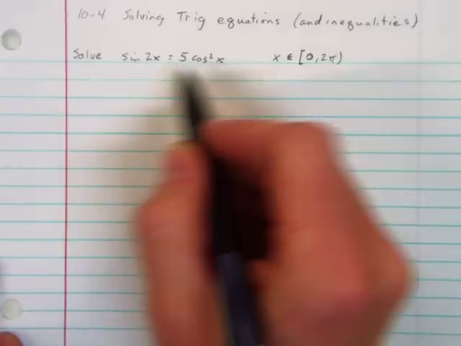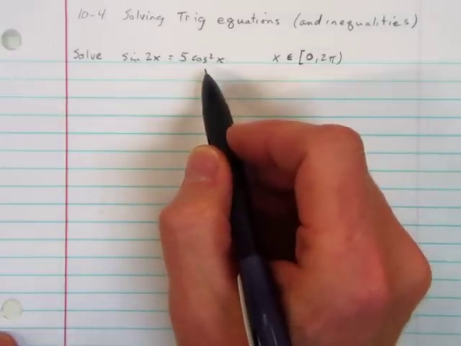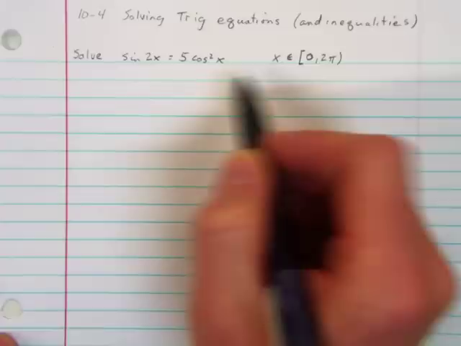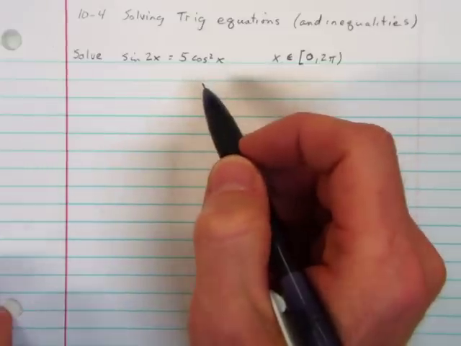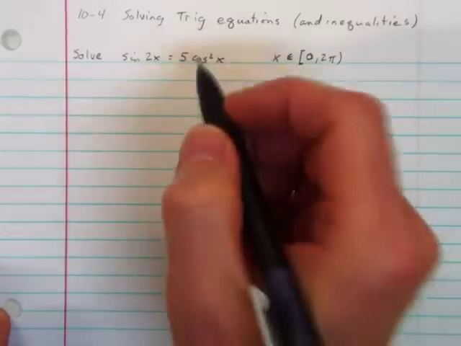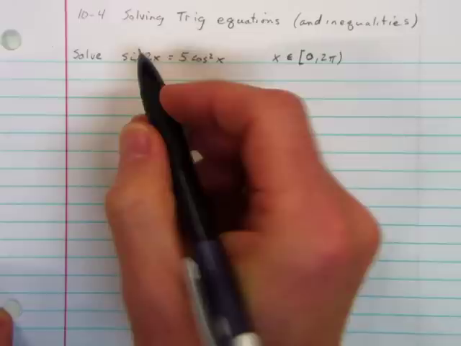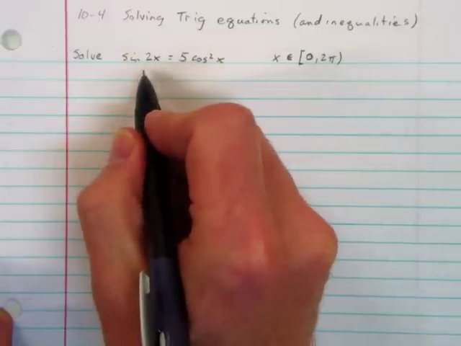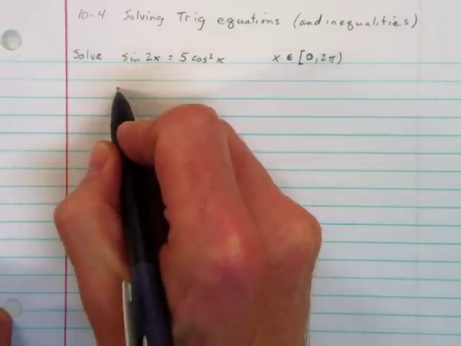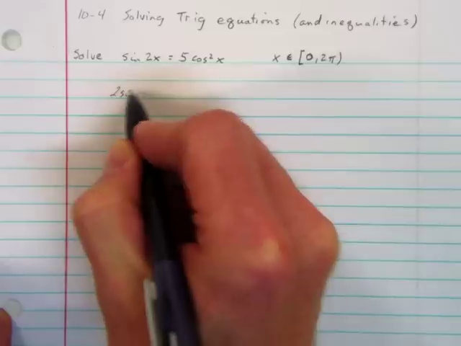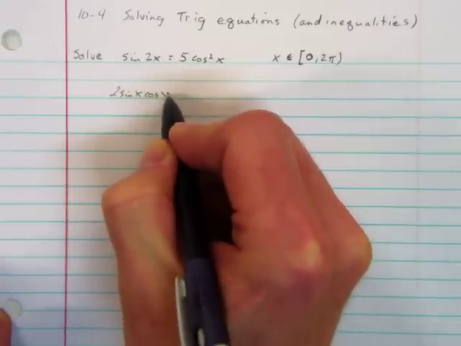Solve sine 2x equals 5 cosine squared x for the domain 0 to 2 pi. That's very similar to what we did back in chapter 8, except now we have more identities to use. We look at sine 2x and realize we have an identity for that: 2 sine x cosine x.